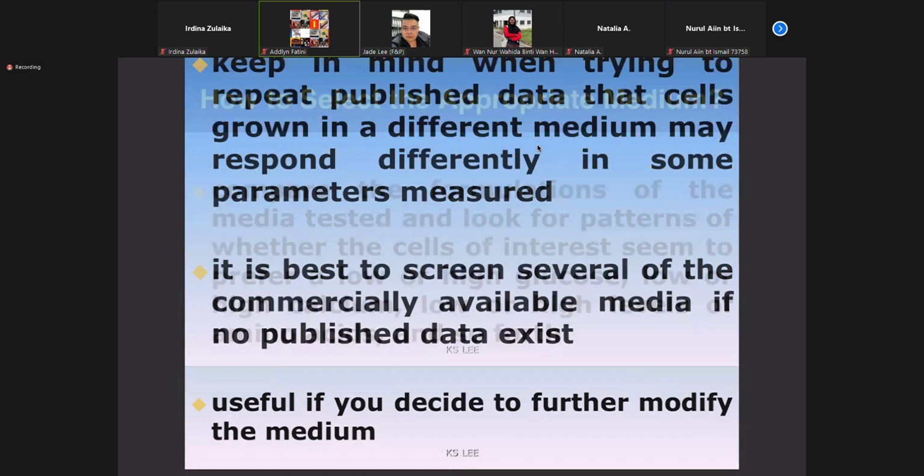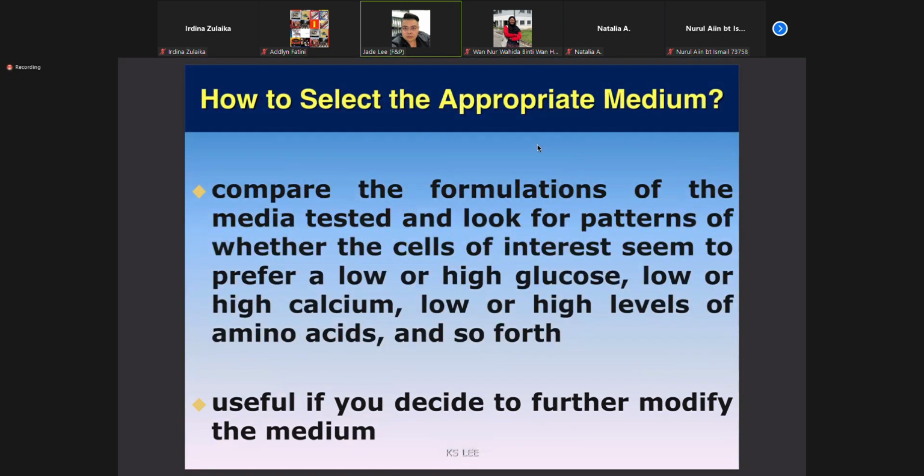Okay, good. So compare the formulations of the media tested and look for patterns of whether the cell of interest seems to prefer a low or high glucose, low or high calcium, low or high level of amino acid, and so forth. Always remember, as I told you just now, each cell has its own characteristics and its own liking. So you need to understand the characteristics of the cell line so that you can optimize the media so that the cell will grow in a more conducive environment. It is useful if you decide to further modify the media.